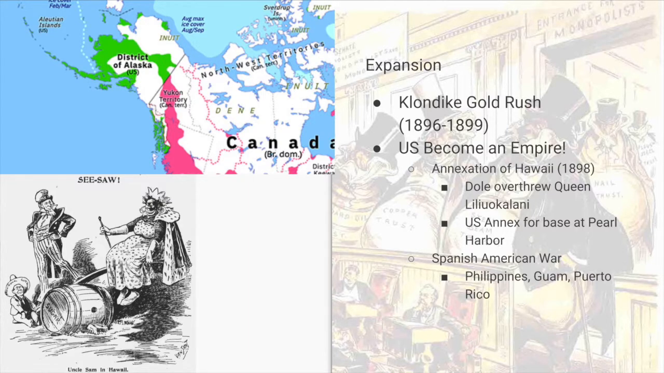Now, the reason the U.S. does this is because we're entering the Spanish-American War, okay? And we need Pearl Harbor, that base, so that we have a better position to fight in the Philippines, which we talked about a little while ago. But obviously we win that Spanish-American War, we gain the Philippines, we get Guam, Puerto Rico, we get some Guano Islands, so we definitely expand quite a bit and we become a proper empire at this time.